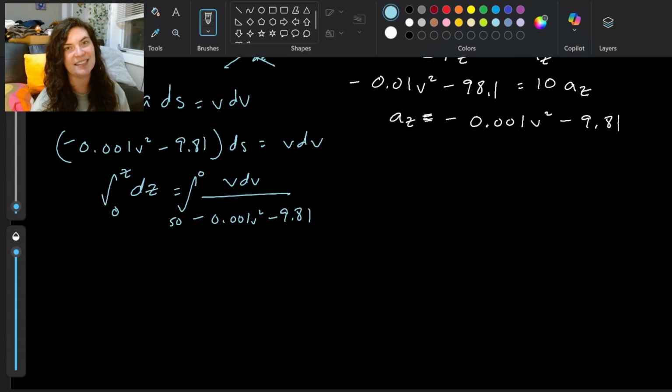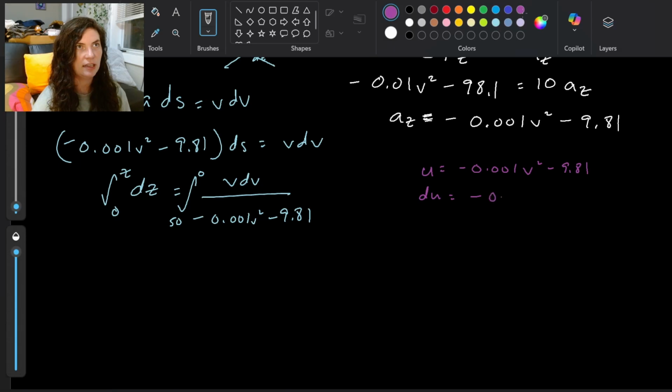And this guy's kind of nasty. He's kind of not a fun integral, and he's one of those that just brings up old calculus skills that you gotta remember. And this one is a u substitution. So that's where I'm going to take this entire bottom portion and say that equals u. U is negative 0.001 v squared minus 9.81. Take the derivative of that. Du is negative 0.002 v dv. And I can solve this for dv to plug it into that integral.